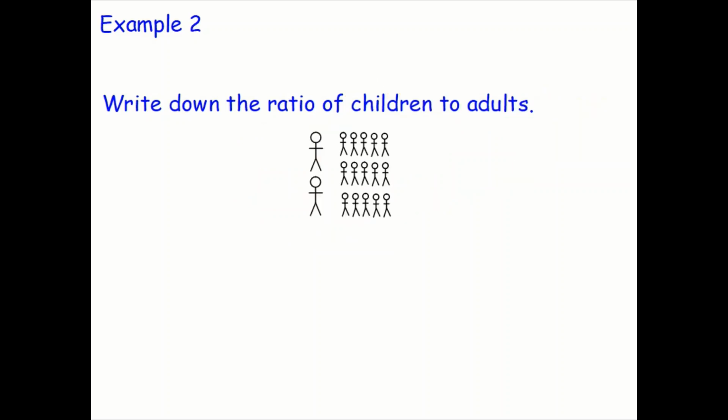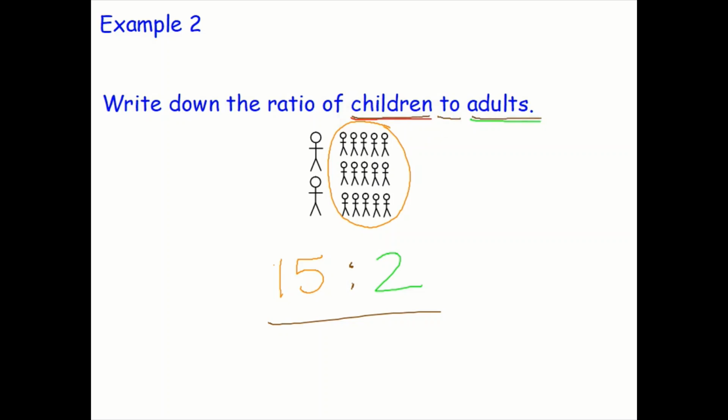Example 2, write down the ratio of children to adults. So read it really carefully. It says children to adults, so I've got to put it that way round. How many children are there? Well, the children are here, and there are 15 children. So 15 children to how many adults? There are 2 adults. Okay. So 15 to 2. That is the ratio because it said children to adults.